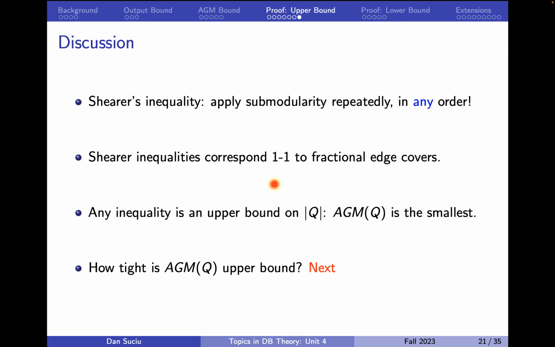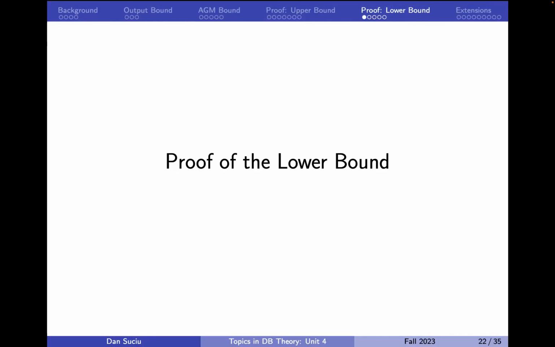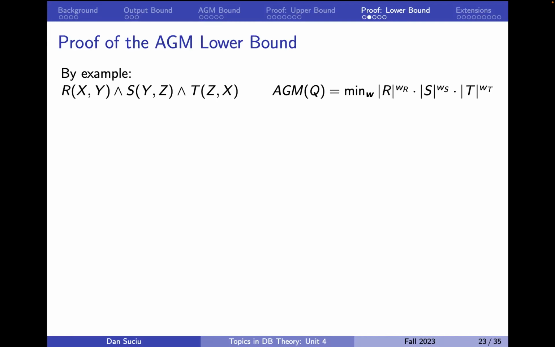As a consequence, any such inequality is an upper bound on the query. And of course, the AGM bound takes the best fractional edge cover. We get many of them, but we want the smallest bound. The next task is to prove that the AGM bound is tight. That smallest bound that we can obtain is actually a mathematical formula that can be reached by a concrete database that we construct. For database practitioners, I find that an interesting message: how to construct the worst case database. That's the proof of the lower bound. Okay, I'm going to prove it by example only.